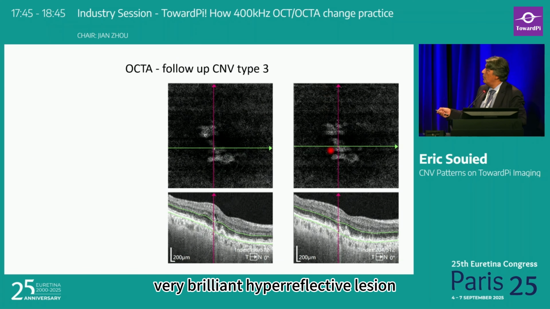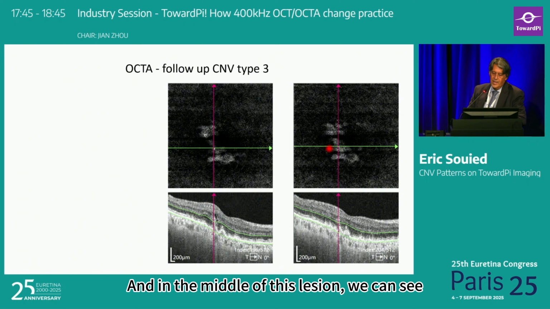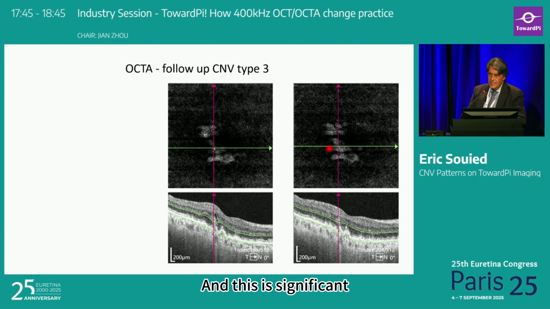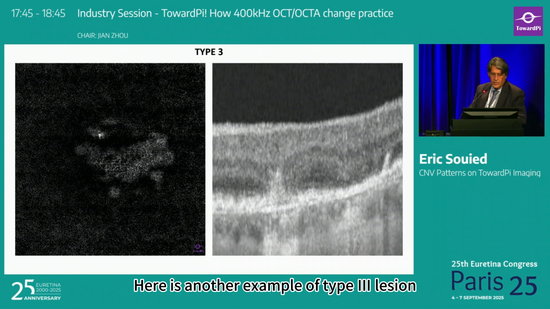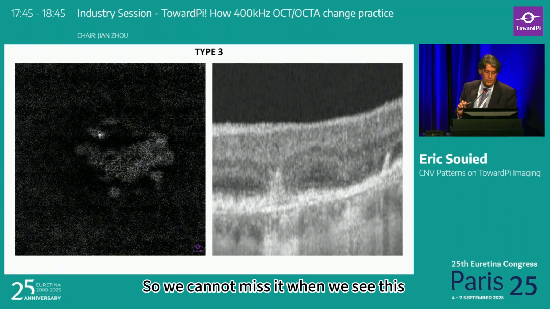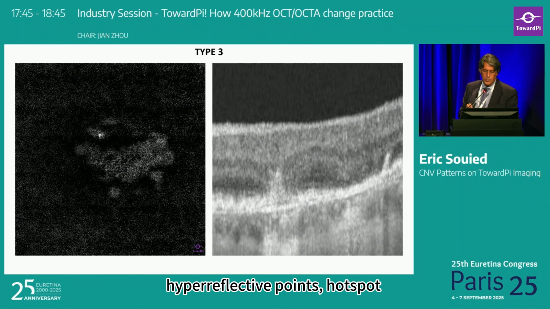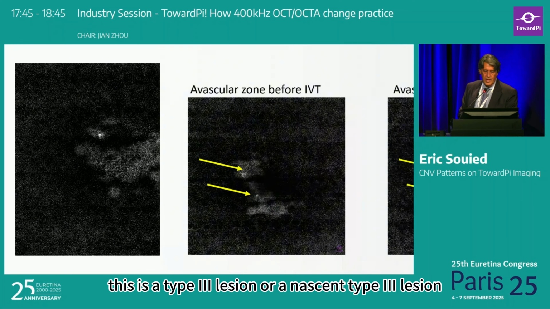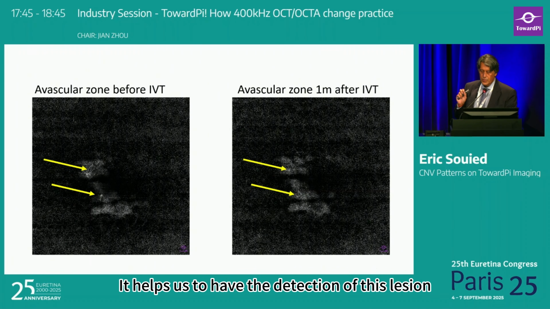This is not CNV. It can happen that in the middle of a popcorn effect, we see a very shiny, very brilliant, hyperreflective lesion. And in the middle of this lesion, we can observe a type 3 or a nascent type 3 lesion. And this is significant. Here is another example of a type 3 lesion. When we see these hyperreflective points, hotspots, this is a type 3 lesion or a nascent type 3 lesion. It helps us with the detection of this lesion.